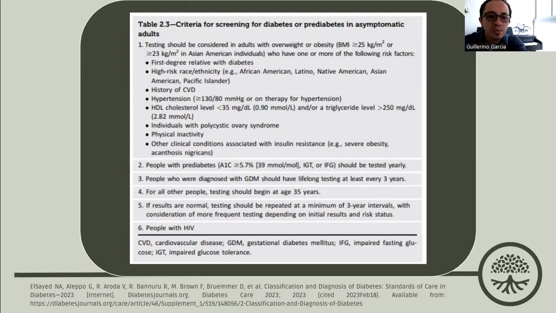Also, screening should be performed generally in people with prediabetes and in people who were diagnosed with gestational diabetes. Lifelong testing at least every 3 years is recommended. For all people, testing should begin at age 35 years. If results are normal, testing should be repeated at a minimum of 3-year intervals. In patients with HIV, it's important to perform screening before starting or changing antiretroviral treatment because they are immunosuppressed patients and must have strict metabolic control.